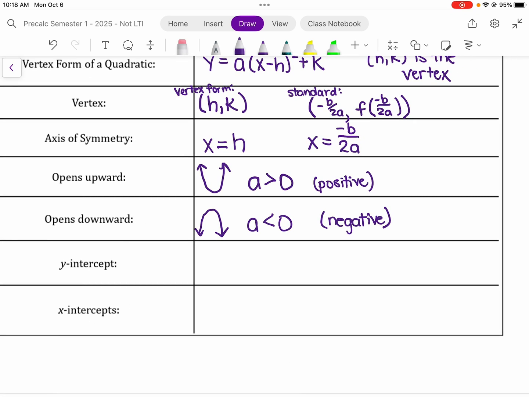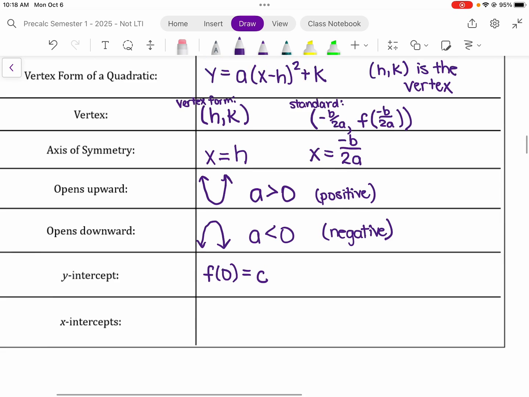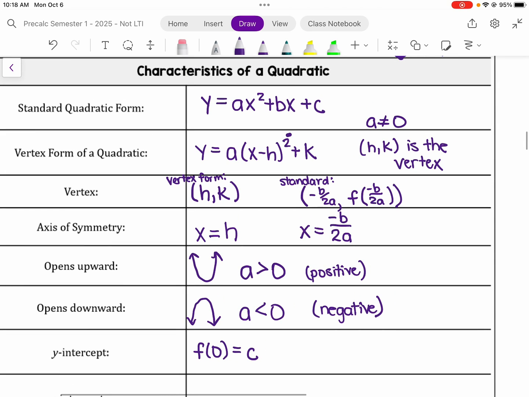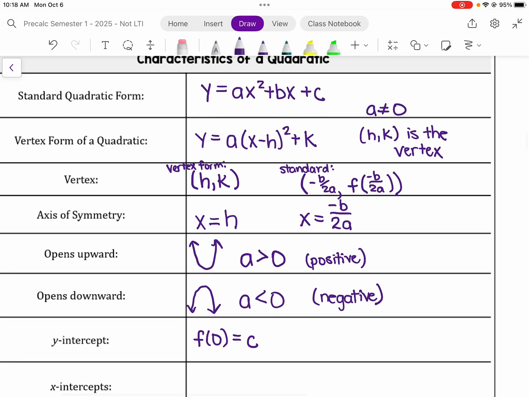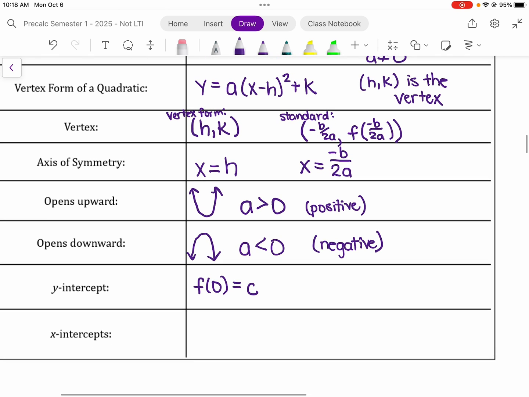The y-intercept is when x is 0, so that's always f of 0, and that's always going to be c. Okay, and that's coming from standard form. So think about standard form. If I plugged in 0 for x, I would get a times 0 squared plus b times 0 plus c. Well, that's just going to leave me with c. I could also write that as the point (0, c).